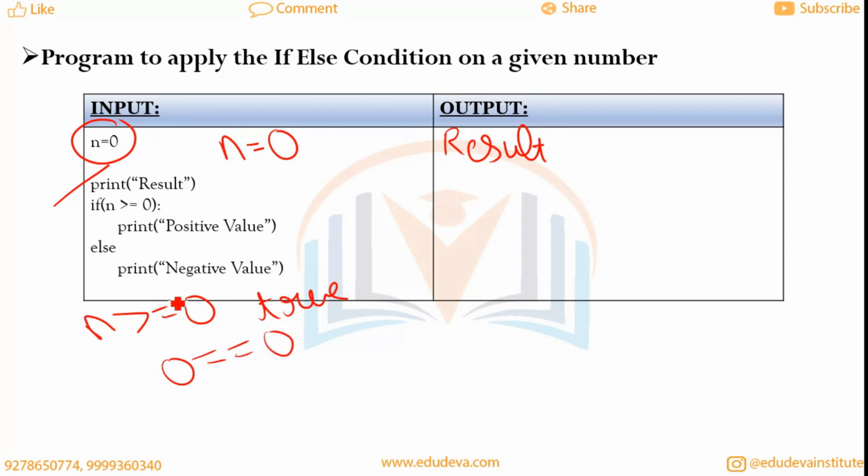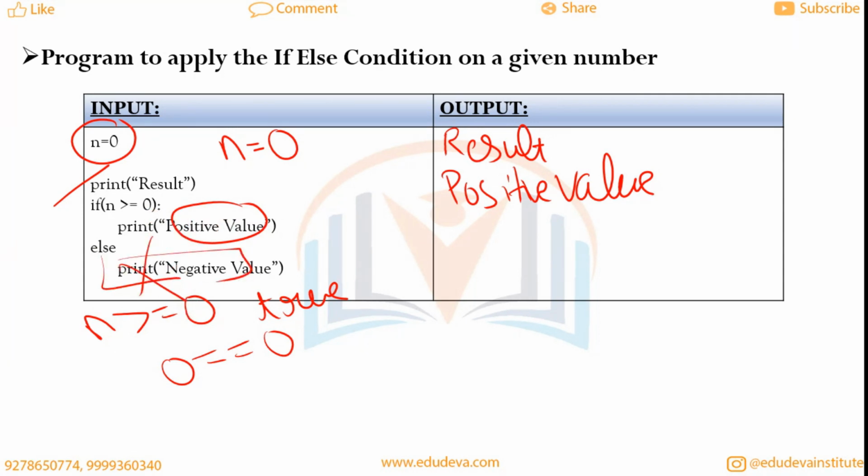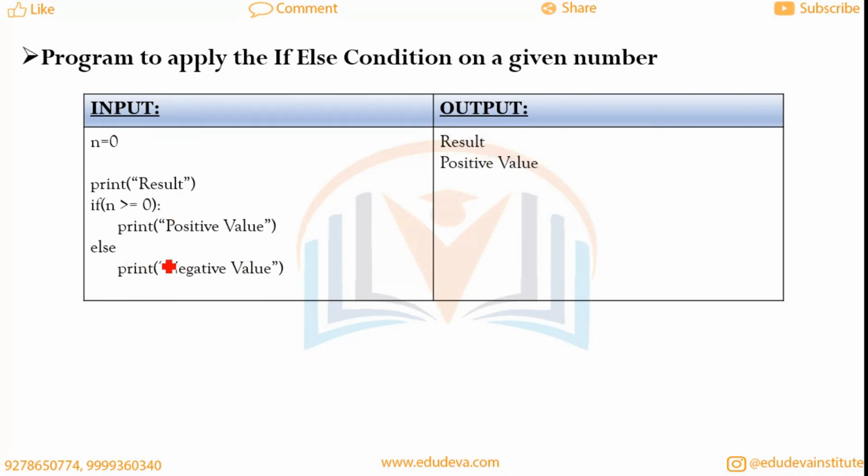And as we know, this condition will be true if the given number is greater than 0, or if the given number is equal to 0. So as 0 is equal to 0, it means that the given condition is true. So we will just print positive value in the output. And after that, as we have executed the if condition, we will leave the statement given under the else statement. So what we have done is we have just checked the condition, and as the condition is correct, we have executed the statement given under the if condition, and we have left the statement given under else.